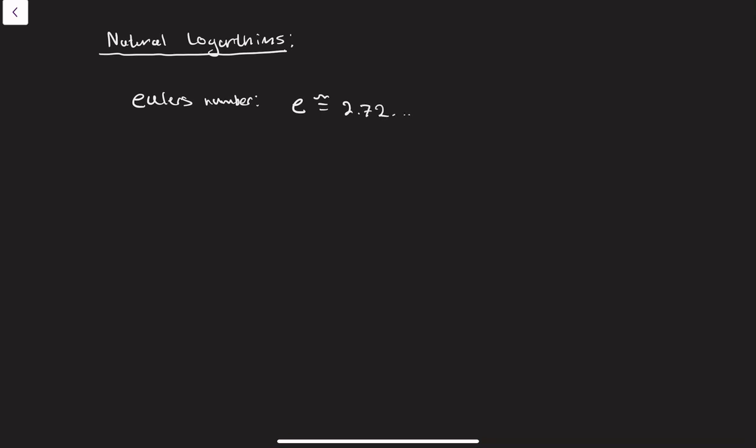Perfect. Great, so now let's talk about our discussion on natural logarithms. Let's write that down, natural logarithms. Before we do that, we need to define something called Euler's number. Euler was a famous mathematician back in the day, and he had a constant named after him, and it was found by bankers who found this relationship with a specific number. The number is represented as e, Euler's number, which is approximately 2.72, and it goes on and on.